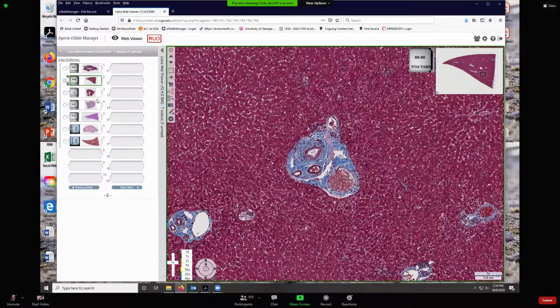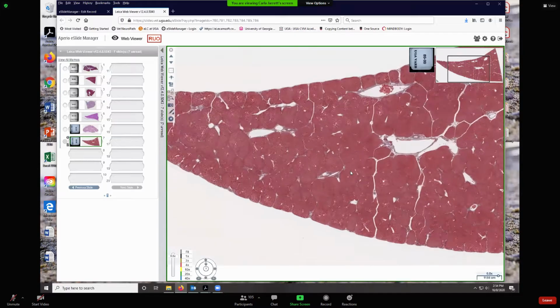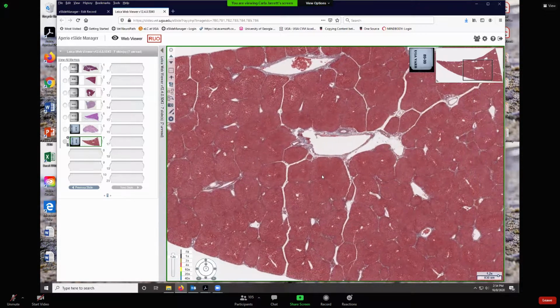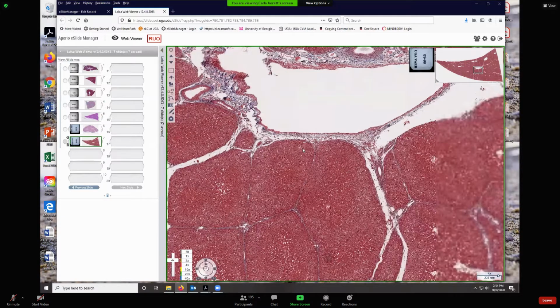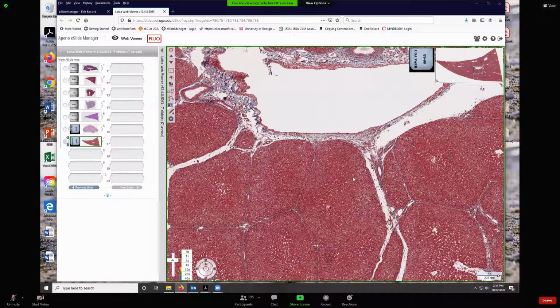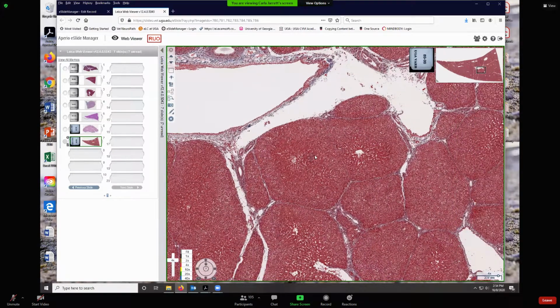So now let's go back to Mr. Pig. And again, if I'm going too fast, just fuss at me, because I forget. I get kind of excited about things here. All right, so here's Mr. Pig, and we can see our lobules outlined. Now we found everything on that list except for the central vein.